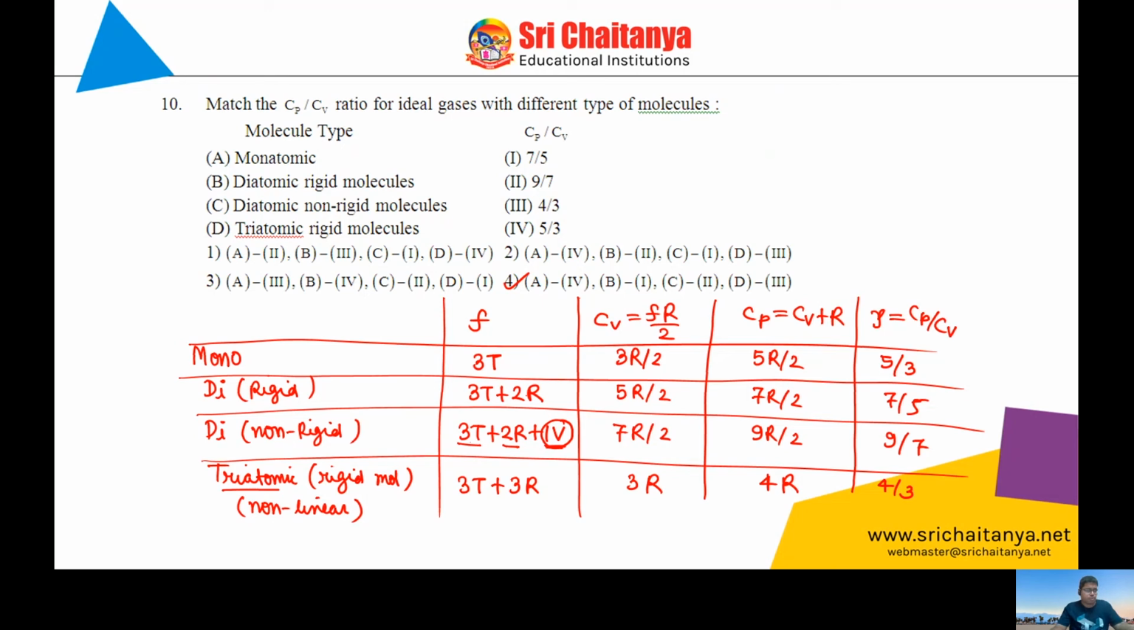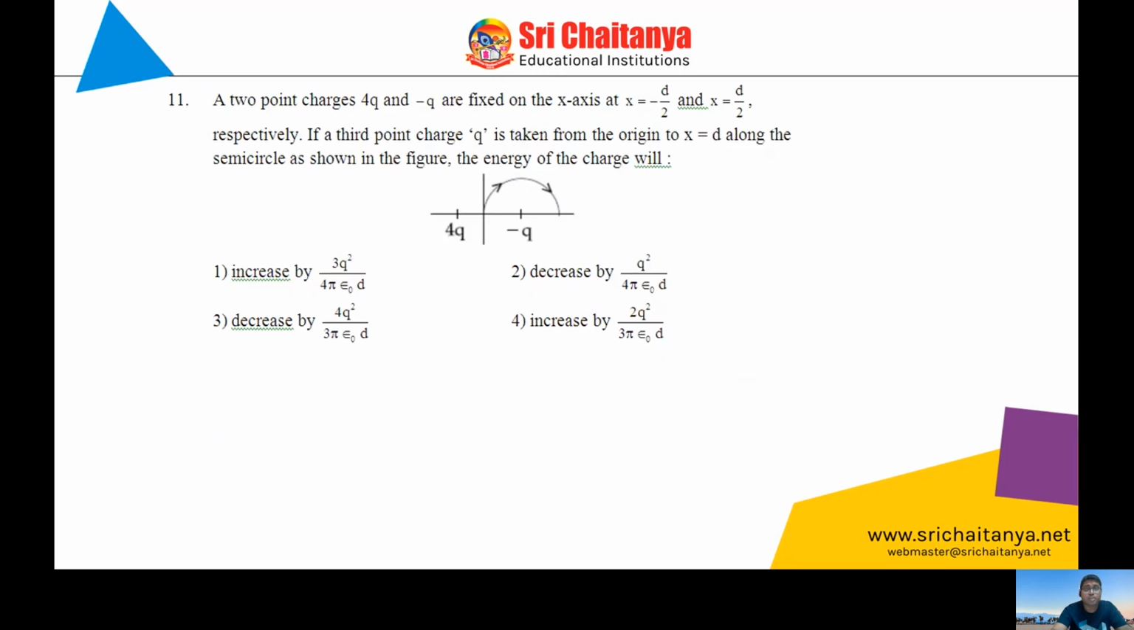So that is question number 10. Okay, and now let's move on to question number 11 here. Question number 11 is from the chapter of electrostatics. So let's read the question. Two point charges 4q and minus q are placed on the x-axis at x equal to minus d by 2 and x equal to d by 2.